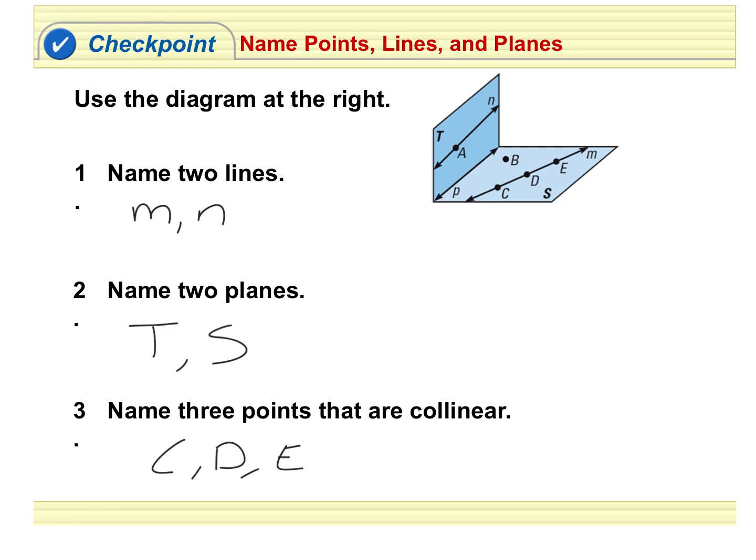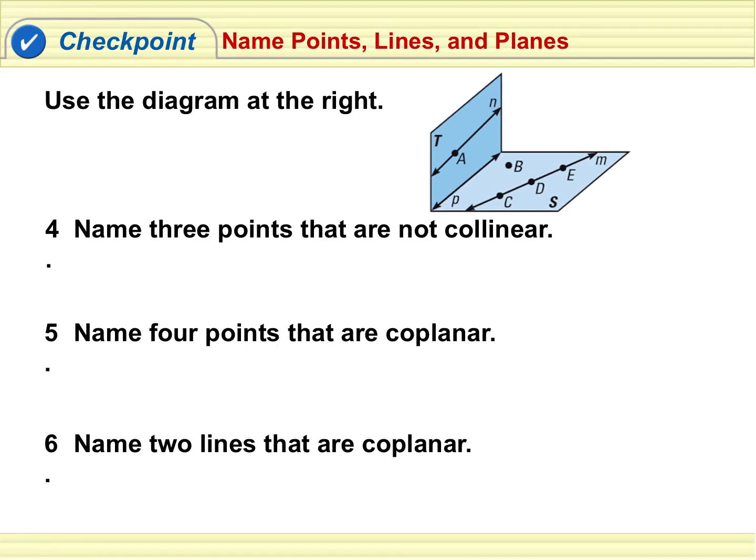Did everyone get that? Can I move on? Okay, next one. Name 3 points that are not collinear. B, A, and C. Yes, those are 3 non-collinear points. Is there another example that you guys had? A, B, C. Okay, there's a bunch of different ones.